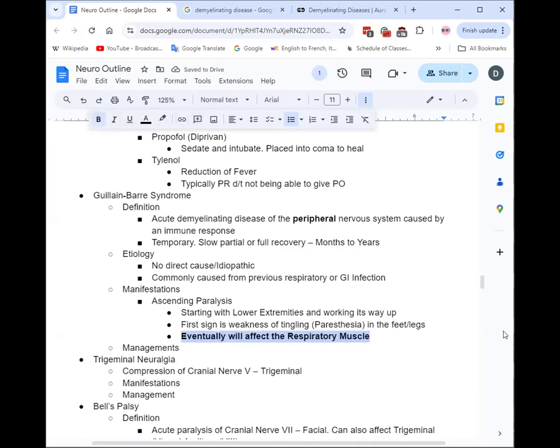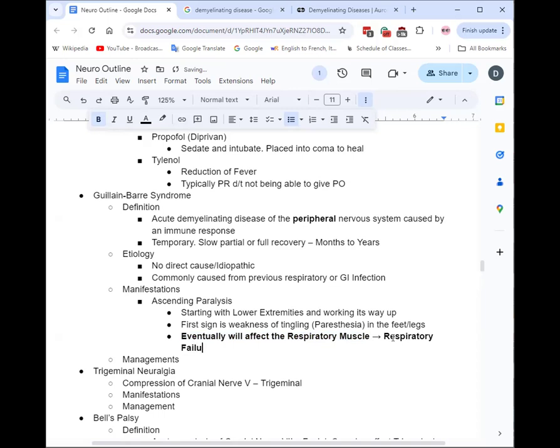And because of that, it can affect your breathing. It can cause respiratory failure, probably a ventilatory failure. You're not able to breathe. So the person might need to be intubated or something. So that's your really big thing that you really have to know about this. Your biggest thing. There are some other manifestations, but this is your biggest one.